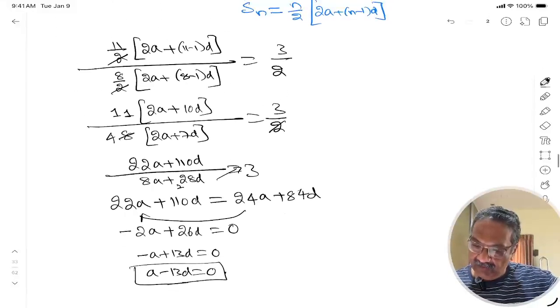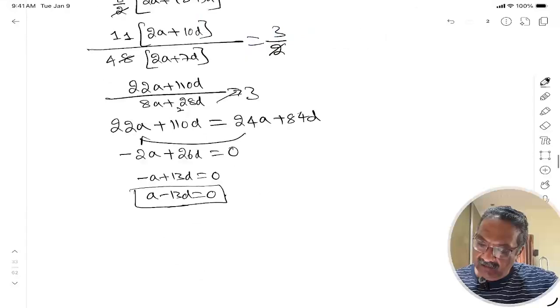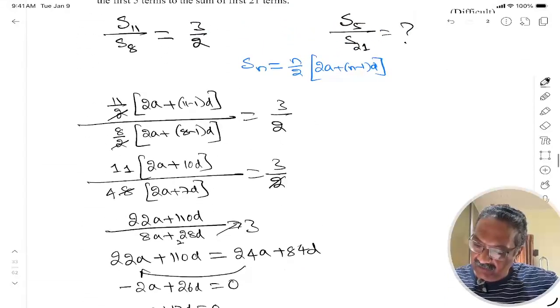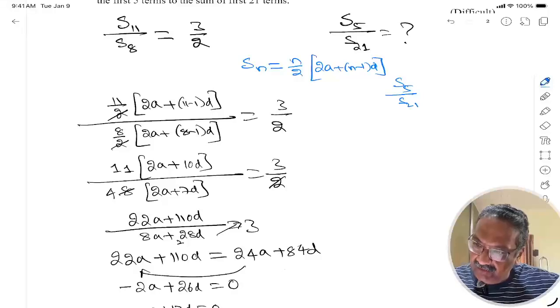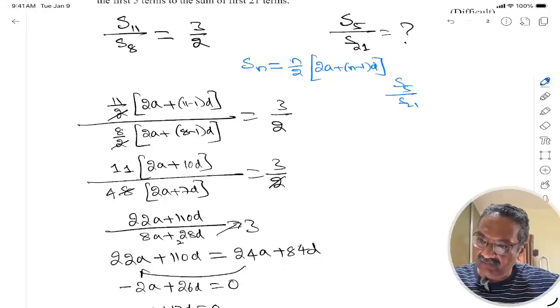This is the only one equation we get. Now what do we have to find? S5 divided by S21. So we need to find S5 divided by S21. Now what is S5 divided by S21?